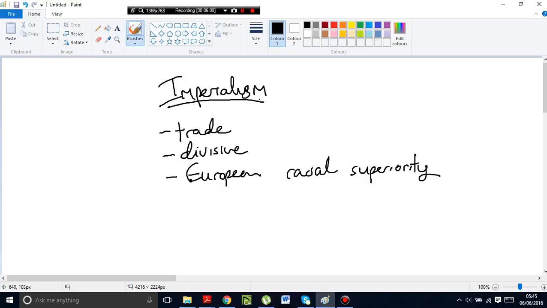Another effect was the development of resistance and nationalism in subject lands. So resistance in Africa and India. And I guess the resistance would eventually lead to the global empires, the formal empires, dissolving in the 20th century.